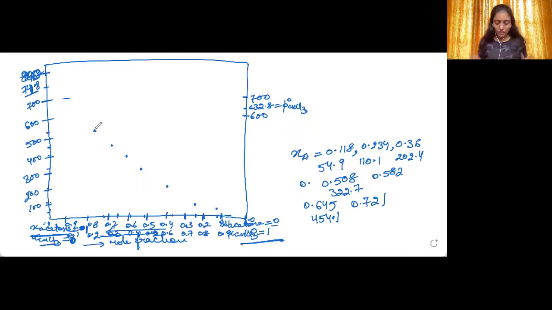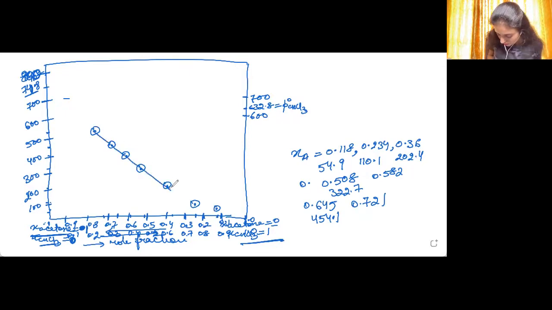Okay, so these are the values that have been given. Just encircle them. And now we can join them. Approximately a straight line has been obtained.